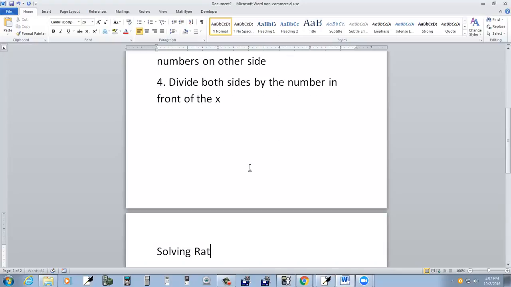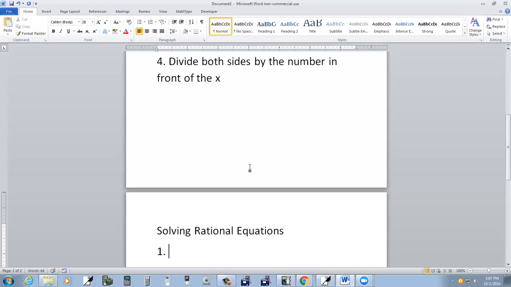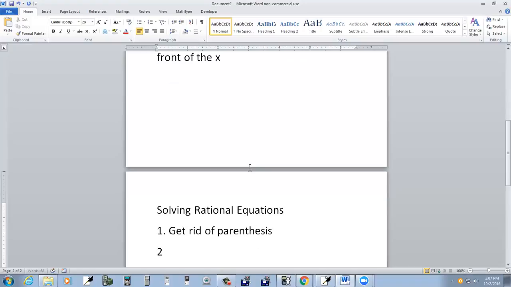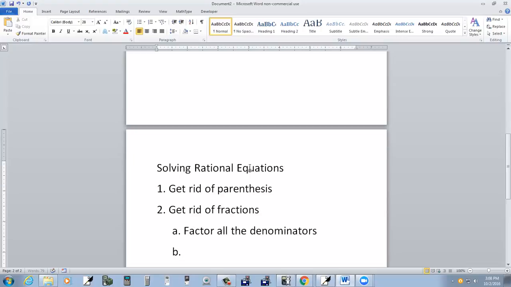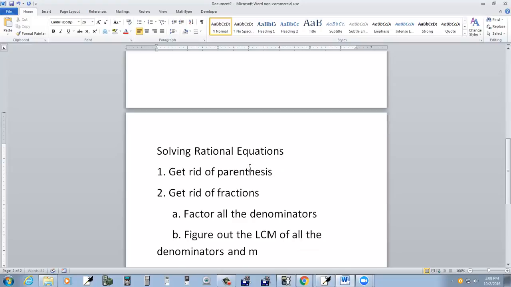So, solving rational equations. Step 1: get rid of parentheses. Step 2: get rid of fractions. Now our first substep within that says to factor all the denominators. Our second substep says to figure out the LCM of all the denominators and multiply everything by it.